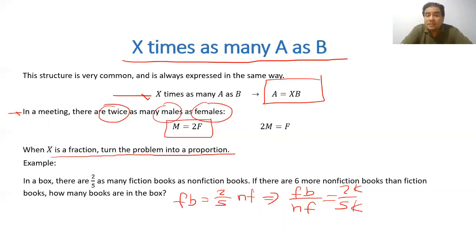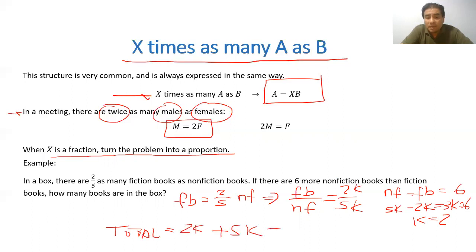Now they tell me there are 6 more non-fiction books than fiction books. That is to say, the difference between non-fiction books and fiction books is 6. But that is 5k minus 2k, which equals 3k, and thus k equals 2. Now, the question is, how many books are in the box? The total number of books would be 2k plus 5k, and that would be 14. So that's the answer. Okay?